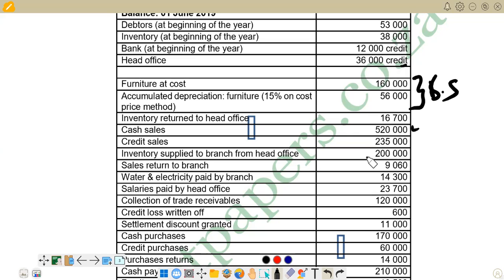Inventory supplied to branch from head office, 200,000. So this is inventory that is coming from the head office. So the head office is giving. Whenever, the account that is giving should be credited, and the one that is receiving should be debited. So the head office is giving, we are crediting the head office account, and then we are debiting the branch account. As simple as that.